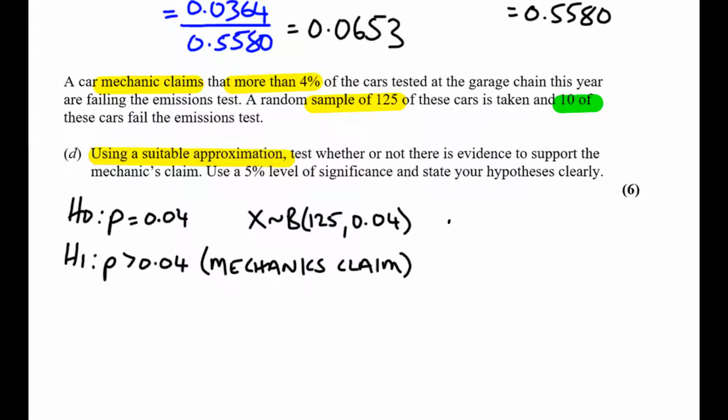Let's see what happens. So the expectation, 125 times 0.04, that leaves us with 5. Actually, that will be perfect for the Poisson distribution. So the approximation is to approximate to the Poisson. Okay, so we're going to go ahead and say that X can also follow a Poisson of 5. Okay, let's work with our test statistic, which is the 10. Let's not forget the significance level, which was 5%.